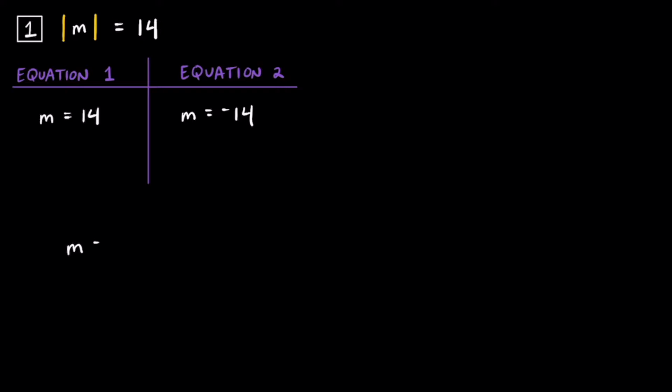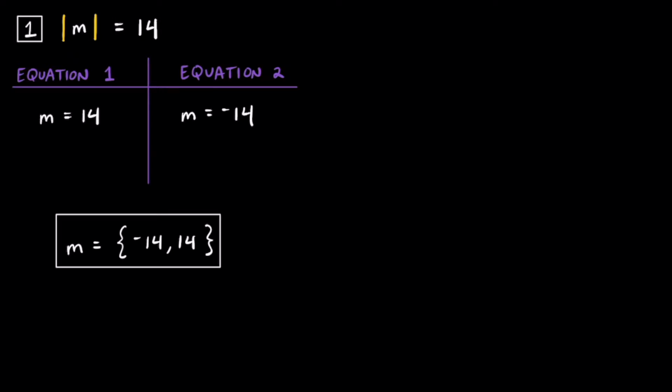Therefore, we can say the solution set here, or the numbers that make this equation true, are when m is equal to negative 14 and m is equal to positive 14. There's our solution set. For example 2, we have the absolute value of negative 7a, and let's say that is going to be equal to positive 28.